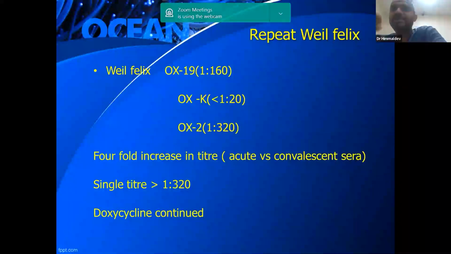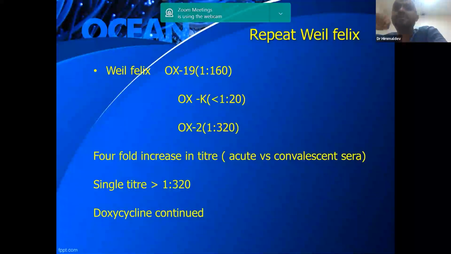So we have three titers here: OX19, OXK, and OX2. Usually a 1:160 titer is taken as significant. So if you look at it, OX19 and OX2 are significant. That means initially when we did the Weil-Felix, it was all negative. The titer was only 1:20. But after 1 week, we repeated this test, and it came back positive.